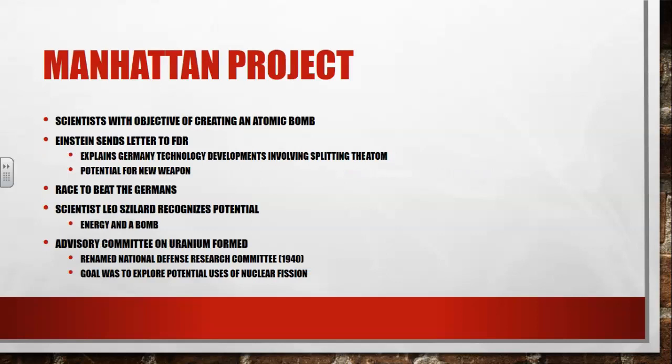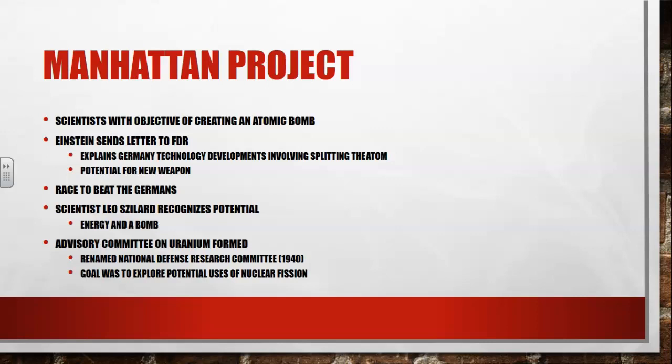Now, this is going to bring us to the Manhattan Project. The Manhattan Project is simply a bunch of scientists with an objective of creating an atomic bomb. Albert Einstein is going to be sending a letter early on in the war to President Roosevelt, and he's going to explain that Germany has these technological developments which involve splitting the atom. Einstein is going to be mentioning this as a former German citizen who got out of Germany before the war effort, to tell Roosevelt that there is a potential for a new weapon when it comes to splitting the atom.